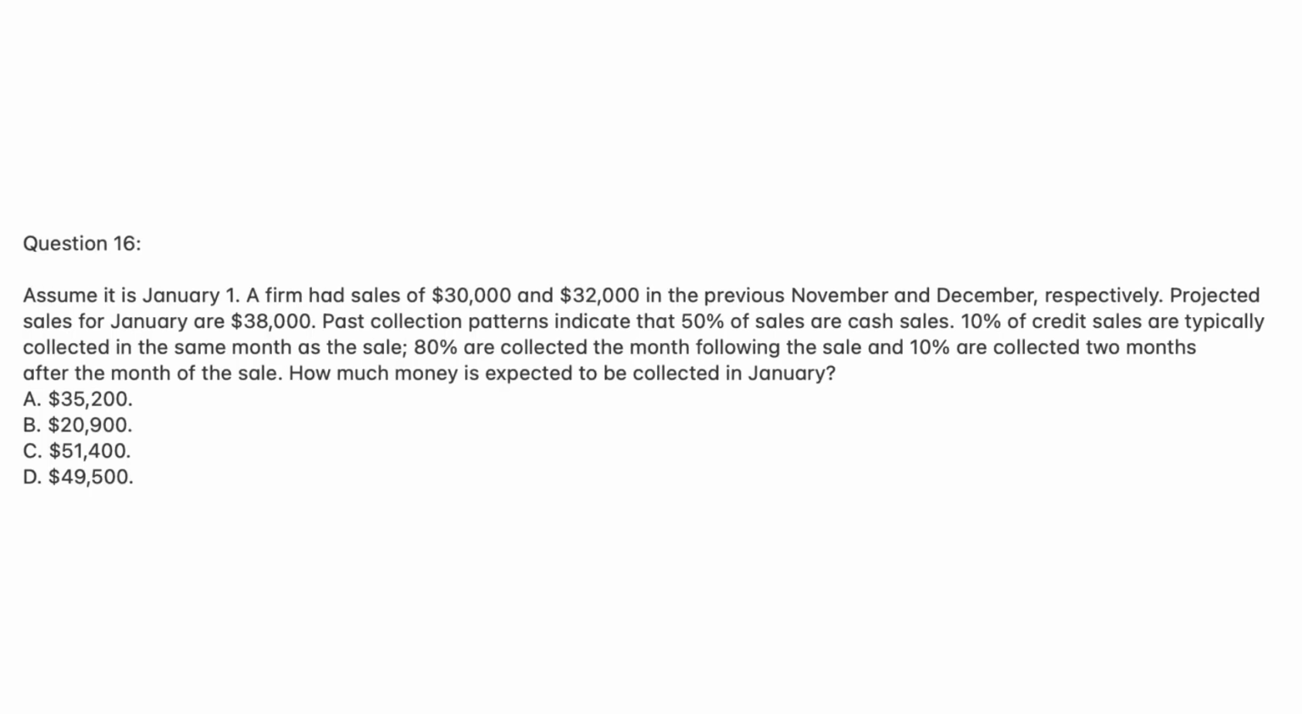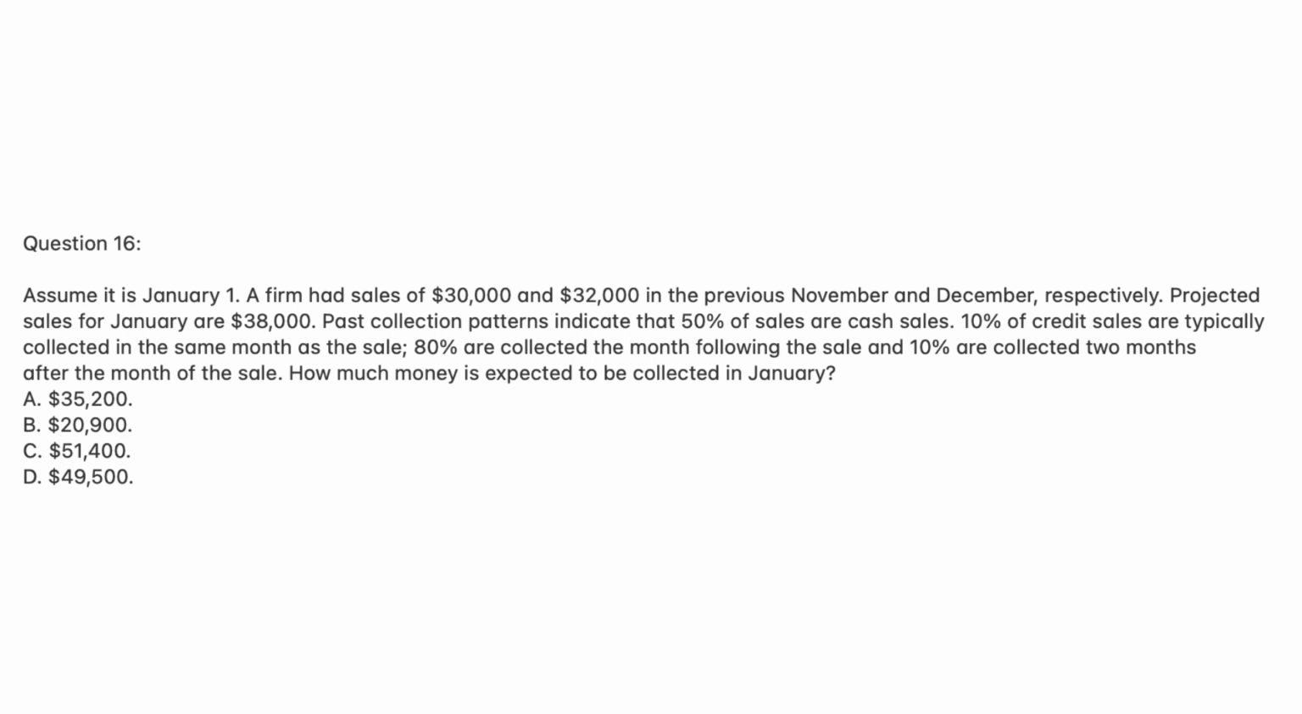Question 16. Assume it is January 1st. A firm had sales of $30,000 and $32,000 in the previous November and December, respectively. Projected sales for January are $38,000. Past collection patterns indicate that 50% of sales are cash sales. 10% of credit sales are typically collected in the same month as the sale, 80% are collected the month following the sale, and 10% are collected 2 months after the month of the sale. How much money is expected to be collected in January?